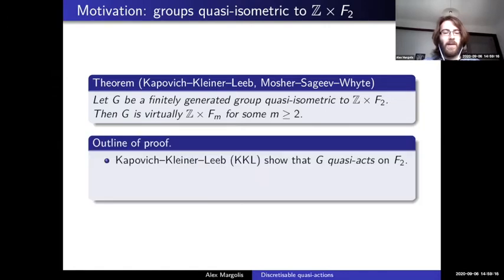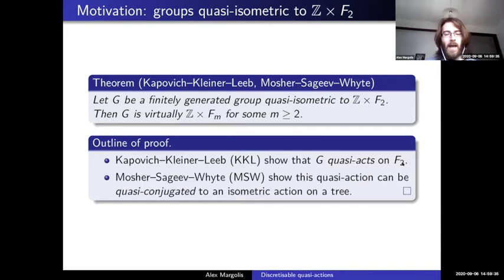And the broad outline of how you prove this: Kapovich, Kleiner, and Leeb show that in this situation, if you have a group which is quasi-isometric to Z times F2, then you have what's called a quasi-action on F2. I'll define what a quasi-action is in a few slides. Then Mosher, Sageev, and Whyte show that you can quasi-conjugate, or straighten, this quasi-action to a genuine isometric action on a locally finite tree. What I'm interested in is generalizing the second step, the step of Mosher, Sageev, Whyte, to more general groups and spaces.